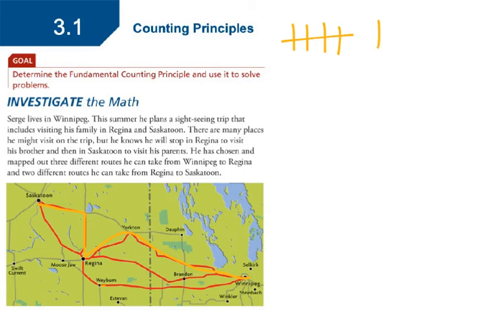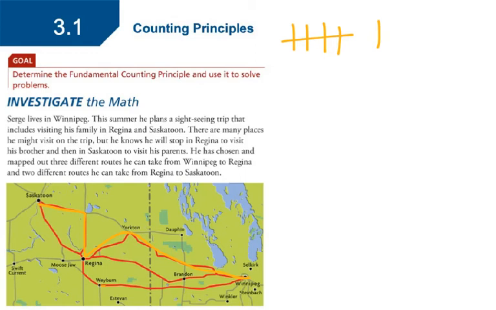Now every single one of these ways is valid. It gets us from Winnipeg to Regina, and then Regina to Saskatoon. But there has to be an easier way to count these than just to go through every possibility. It's not that bad with a small set like this, but when we start getting into bigger sets, it does get more complicated, so we need a bit of a shortcut.